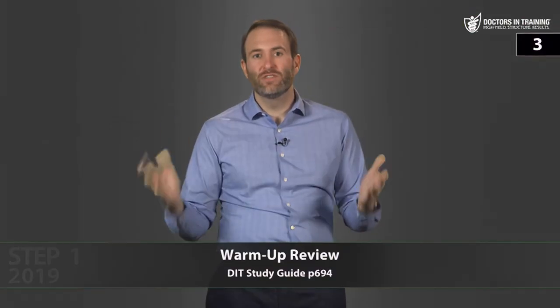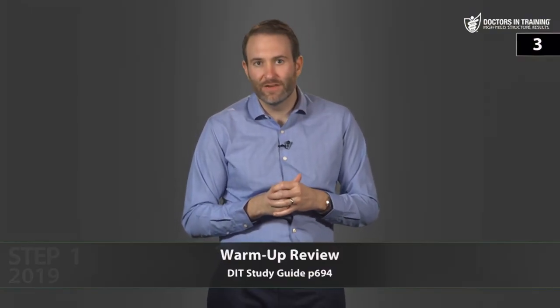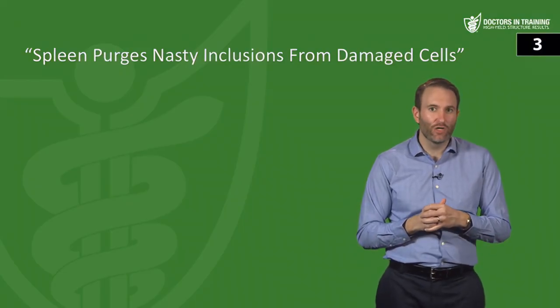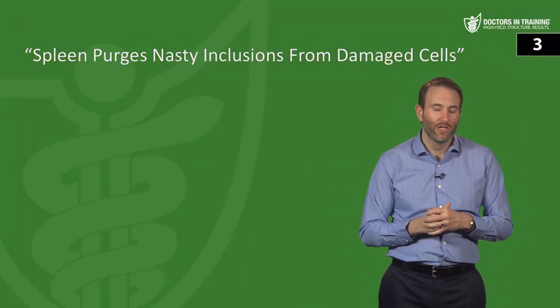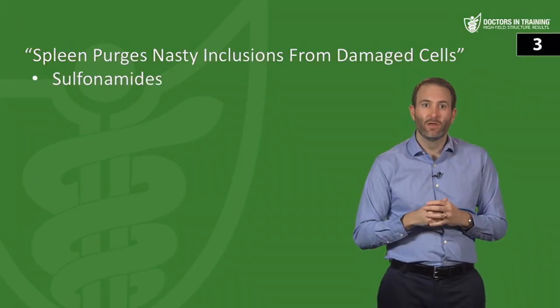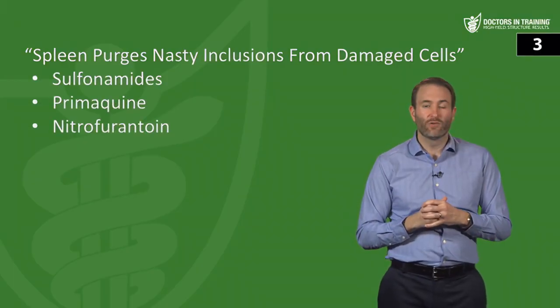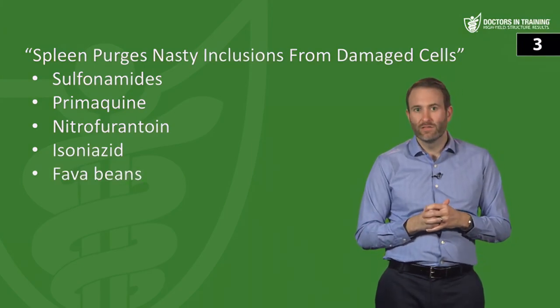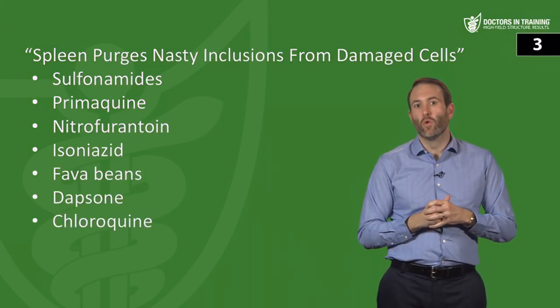Next, what substances cause hemolytic anemia in patients with G6PD deficiency? So the mnemonic here is spleen purges nasty inclusions from damaged cells. So that stands for sulfonamides, primaquine, nitrofurantoin, isoniazid, fava beans, dapsone, and chloroquine.